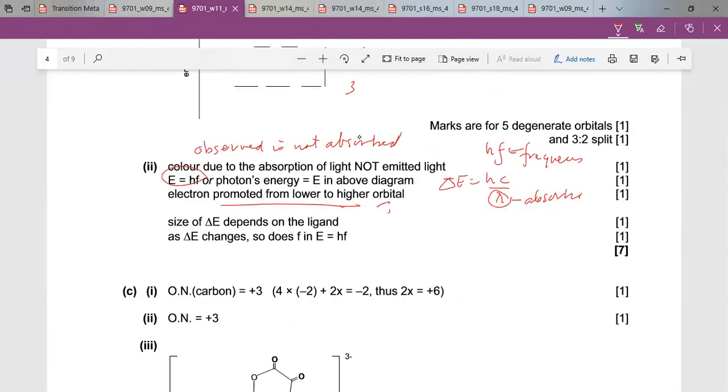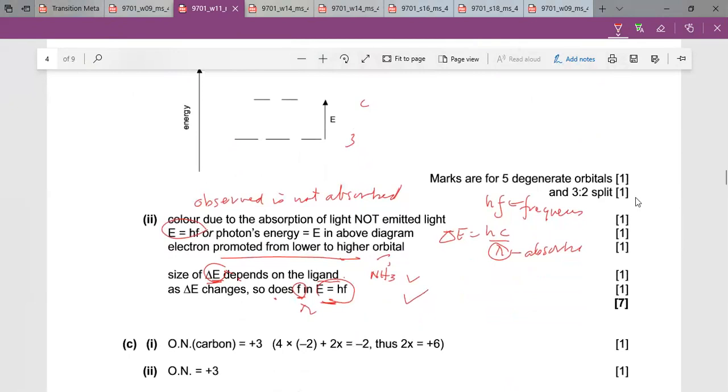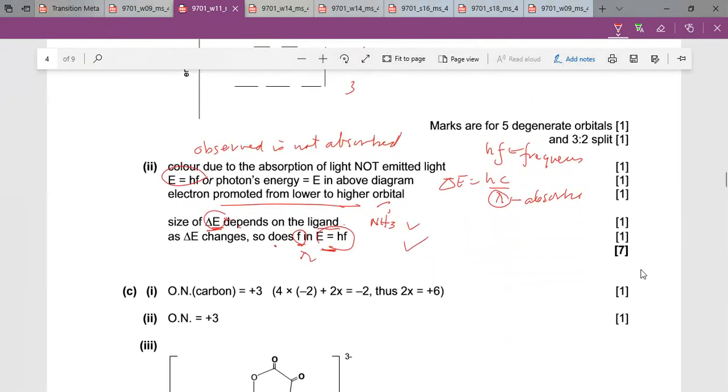The color depends on the size of the delta E, and the delta E depends on the ligand. Some ligands, like NH3, I told you, will repel more and cause a bigger splitting. Therefore, it will also change the frequency or the wavelength. So the ligand affects the delta E, which also affects the frequency. So these two are 1 mark each. We got 7 marks, okay?